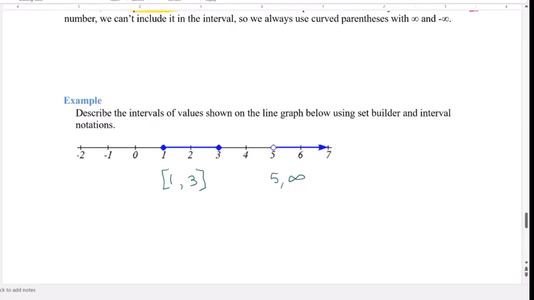Now, I have this open circle, which means not including that point. So if I don't include it, I use the parentheses, and always parentheses for infinity. And then I put a U between them to say, let's unite them. Let's bring them together and make it an interval. Set builder notation would look like this. First, so this is interval notation.